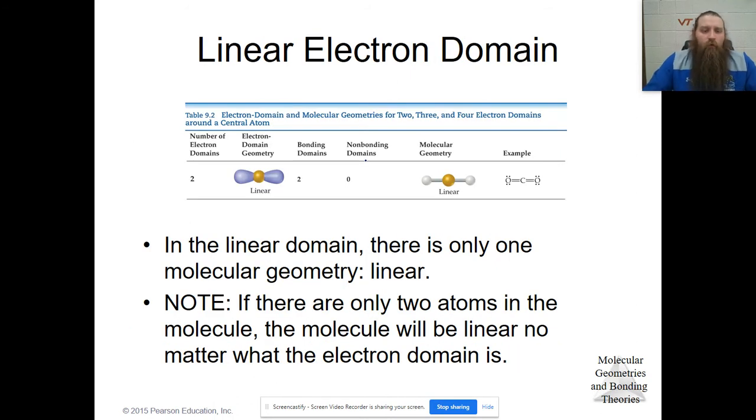Now, we're going to go through and look at each one of these real quick, but linear is probably the easiest one. In the linear domain geometry, there's only one molecular geometry, linear, okay? If you have two atoms, you have to be linear, right? But if you only have two electron domains, two places for the electrons to go, then you're going to end up with a linear molecule. So a great example of that is CO2, right? It has domain number 1, domain number 2. So we have two electron domains, so you must be linear.